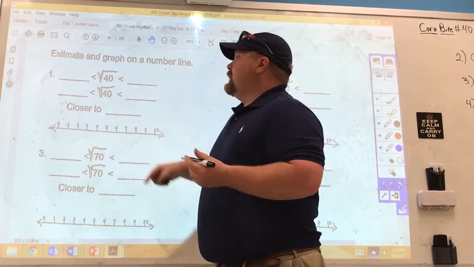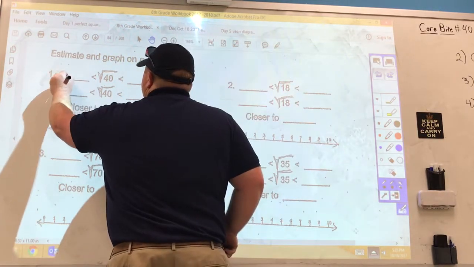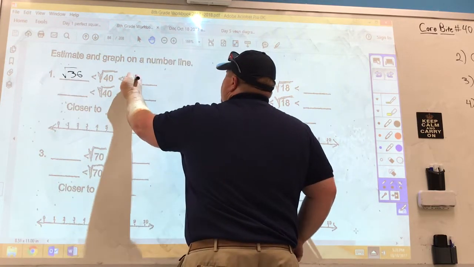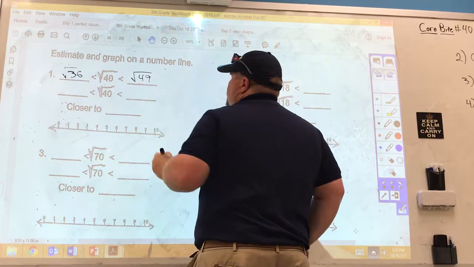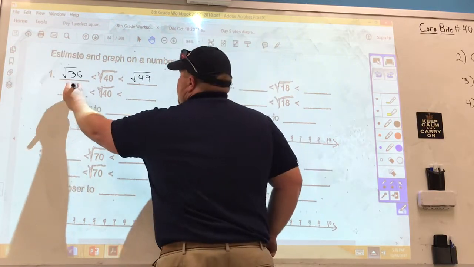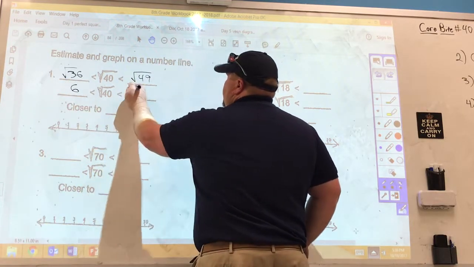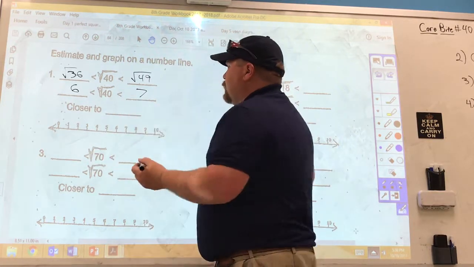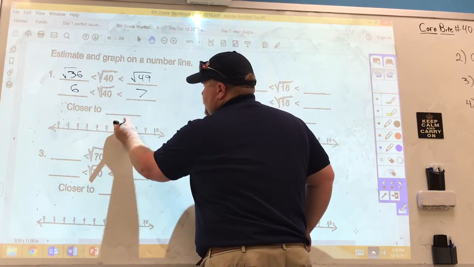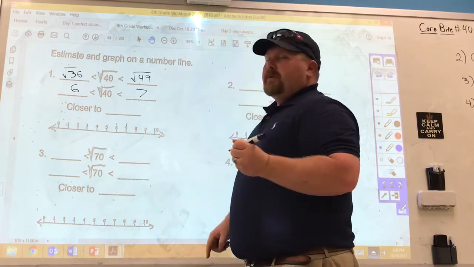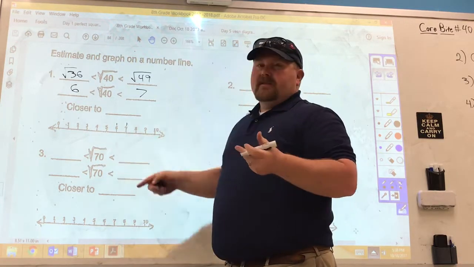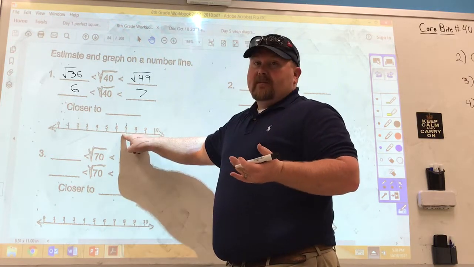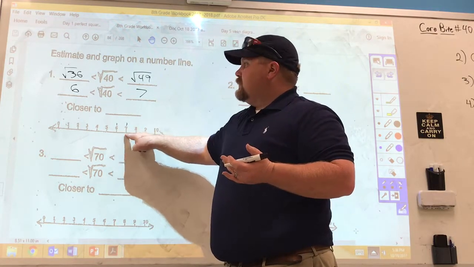So the square root of 40 would fall in between the square root of 36, which is a perfect square, and the square root of 49, which is also a perfect square. The square root of 36 is 6, the square root of 49 is 7. Now, we need to know what it's closer to. We know it's going to be in between 6 and 7 on the number line, but we need to get it a little closer than that. Is it 6.1 or 6.5 or 6.8 maybe? We need to know which one it's closer to.